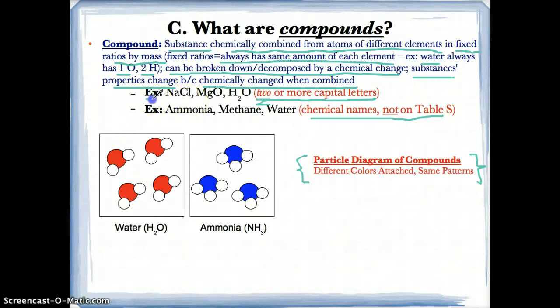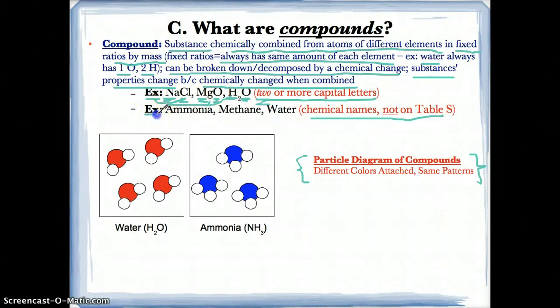So three examples of compounds based on the chemical symbols are NaCl, MgO, and H2O. And how you know that these three are compounds is that each one of these has two or more capital letters. So in NaCl, I have two capital letters, Na and C. In MgO, I have two capital letters, capital M and capital O. And in H2O, I have two capital letters, capital H and capital O. So based on the fact that each one of these has two or more capital letters, we know that each one of these is a compound. All right, so that's the first way.